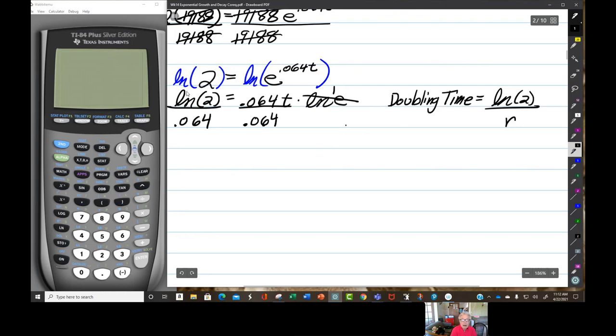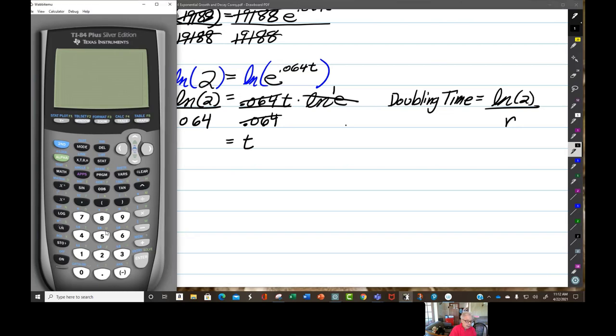But like I said, I don't like using more formulas than I need, especially when I know how to work the problem. So I'm going to take the ln of 2 divided by 0.064. Turn on your calculator. The ln of 2, close your parentheses, divided by 0.064, enter. And this is what I get.